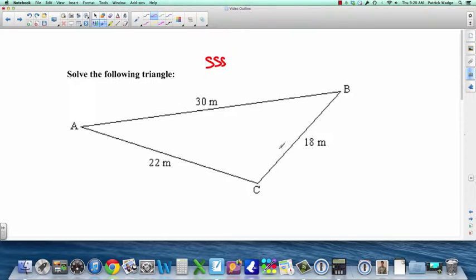So what we have to do is we have to use the cosine law, because again, if you tried to find pairs here, whichever angle, say you wanted to find angle A, okay, you got one pair, but you have no other pairs, so can't use the sine law. You have to use cosine law.